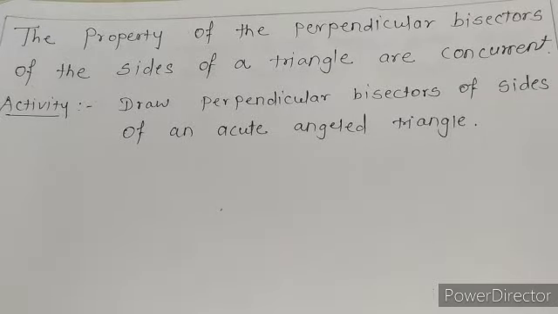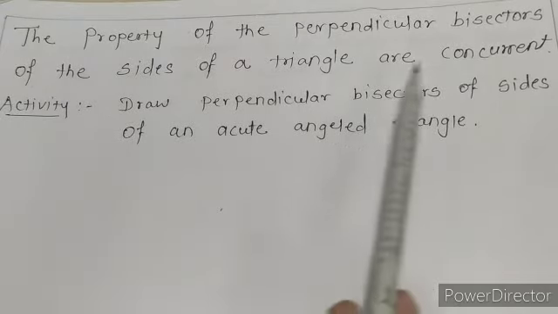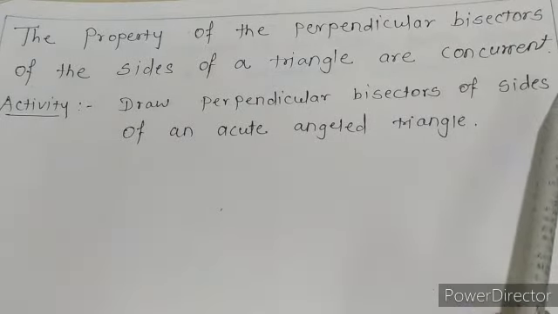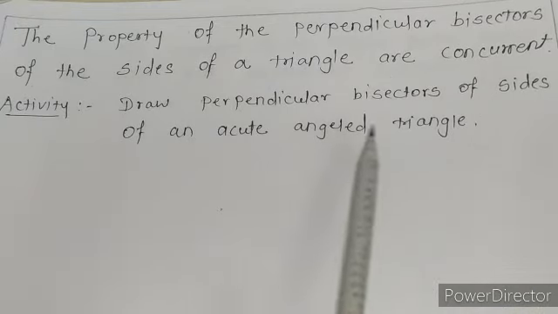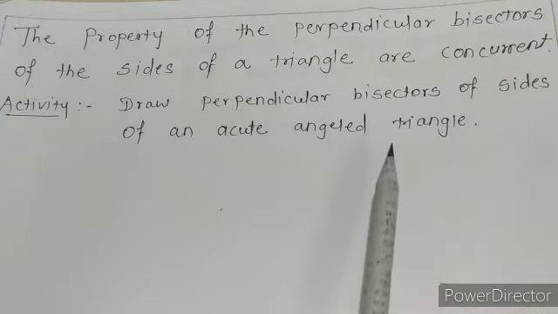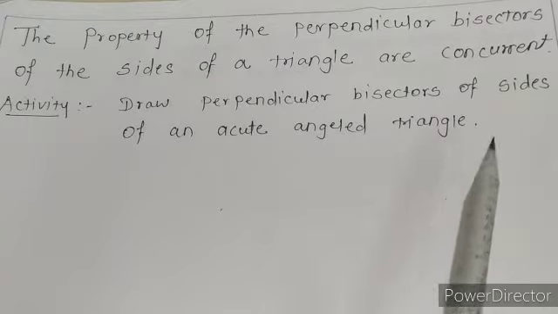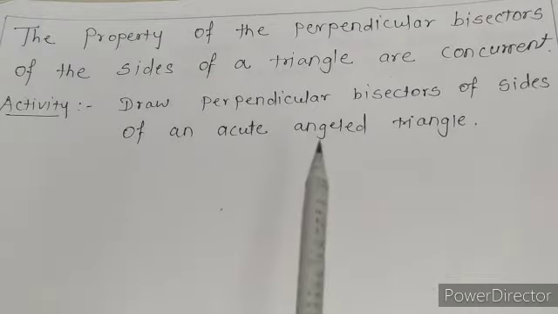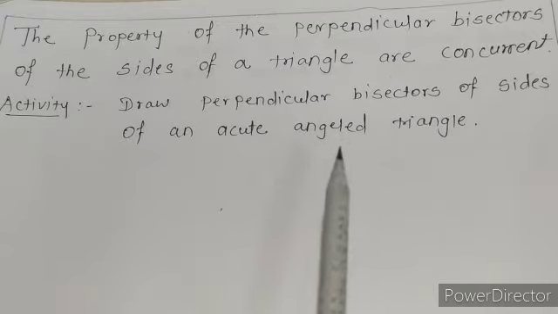So students, let's study the property that the perpendicular bisectors of the sides of a triangle are concurrent. For this, we have to draw different types of triangles and the perpendicular bisectors of their sides. First, we will draw the acute angle triangle and its perpendicular bisectors of the sides. So let's draw it.